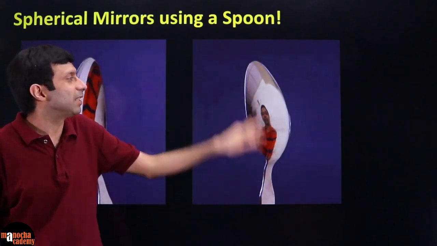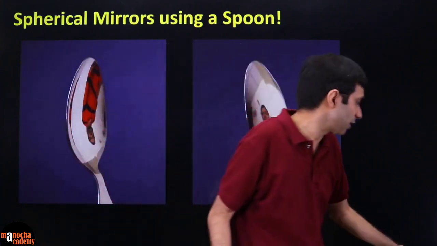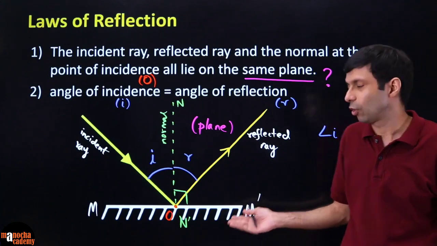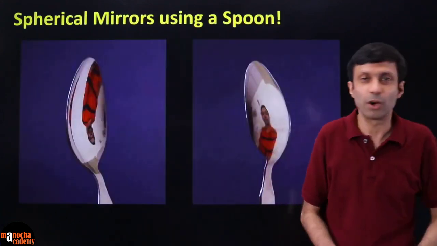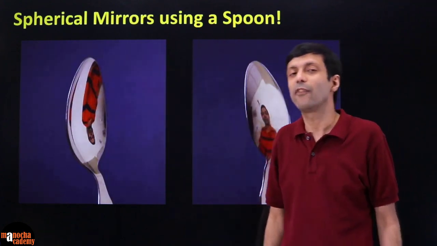Okay, and these are basically curved mirrors. So previously in all the discussion we did, these were all plane mirrors, flat. These are all plane mirrors. Now we are going to the interesting topic of curved mirrors, also known as spherical mirrors.